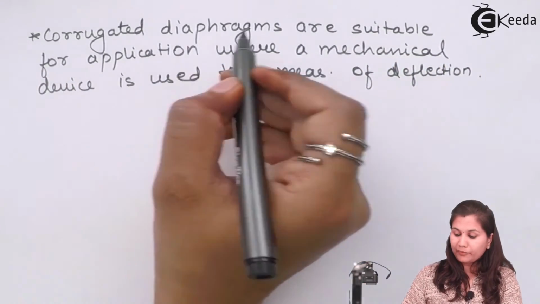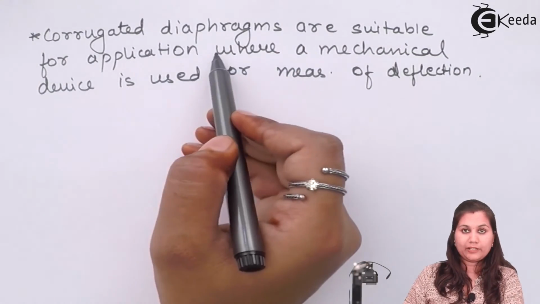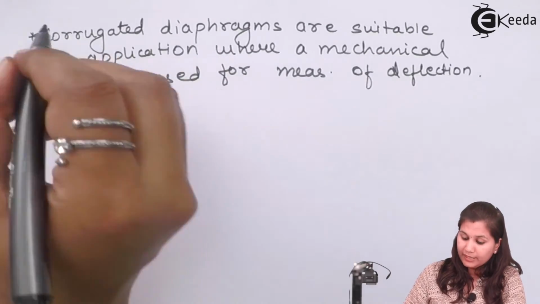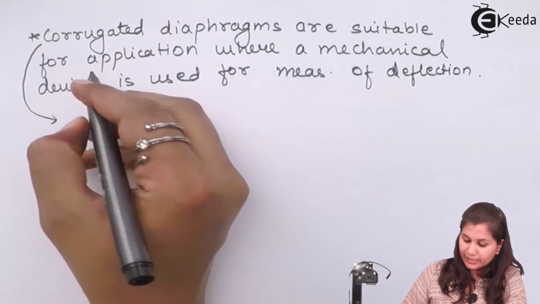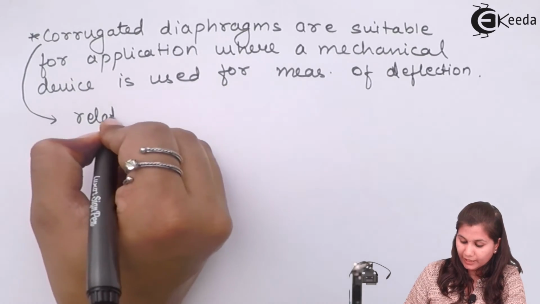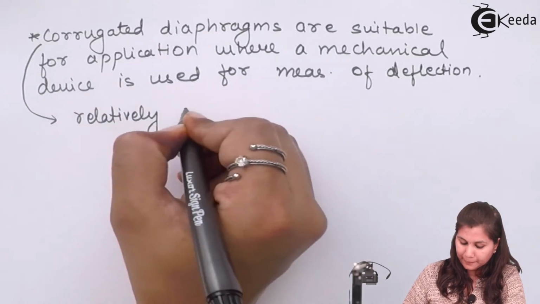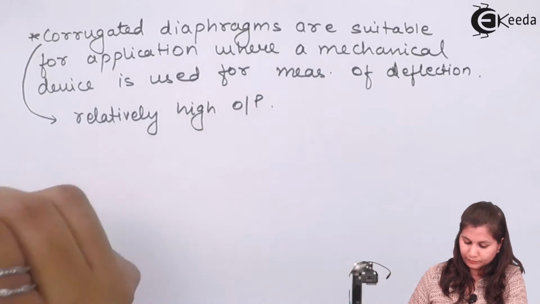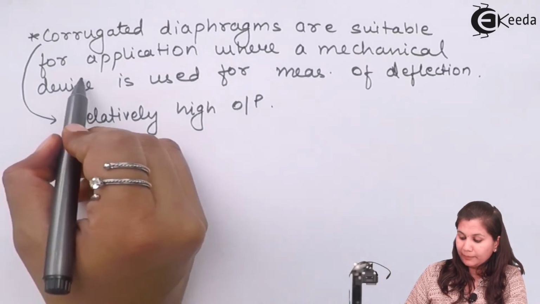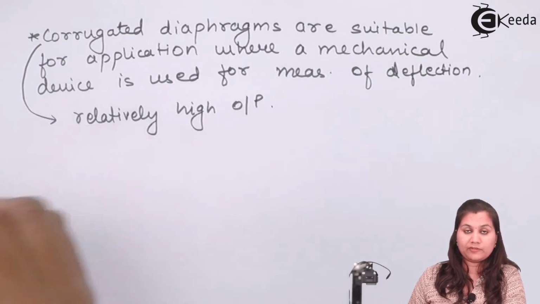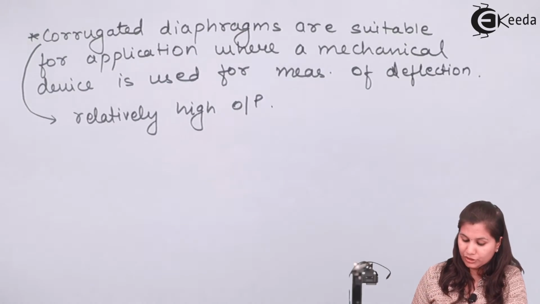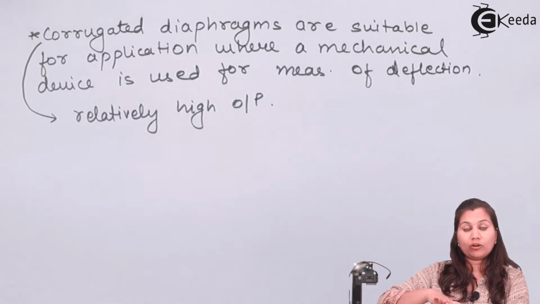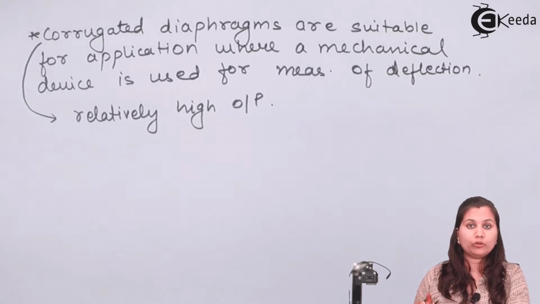So corrugated type diaphragms are suitable for applications where a mechanical device is used for the measurement of deflection. This is because corrugated diaphragms give a relatively high output, and if they are combined with a mechanical device which gives higher amplification, we can obtain a greater output.